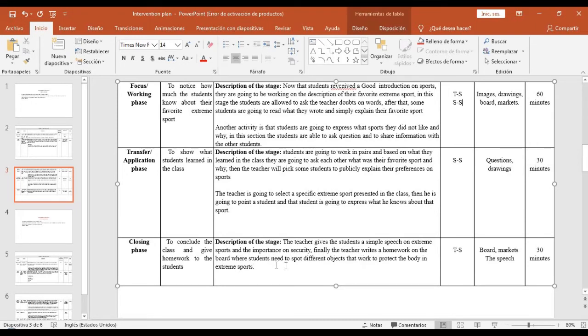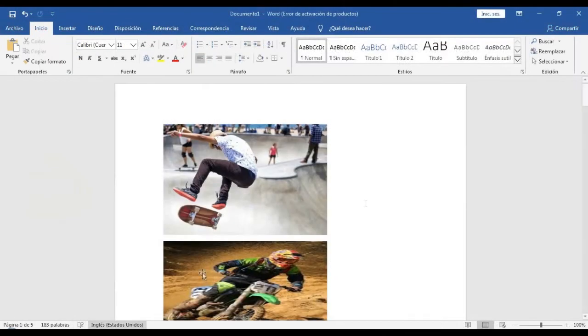Finally, the teacher writes a homework on the board where students need to spot different objects that work to protect the body in the string sports. This activity is related to that one where I was talking about security, about elbow pads. So they're going to be related with the previous knowledge. And it's a teacher-student interaction.